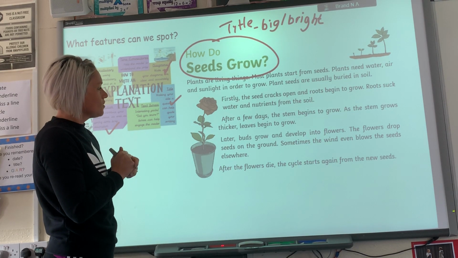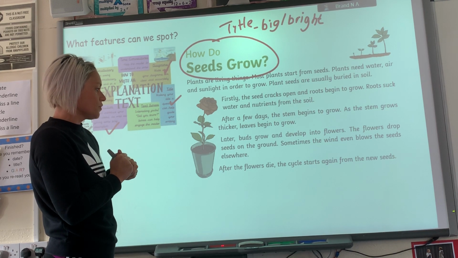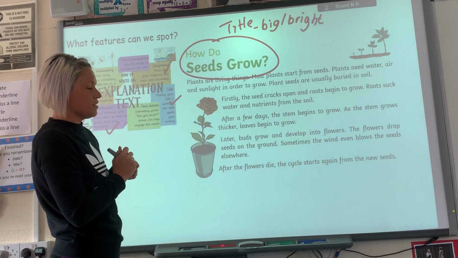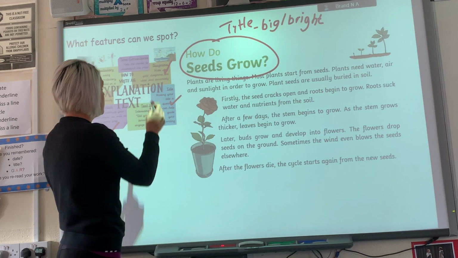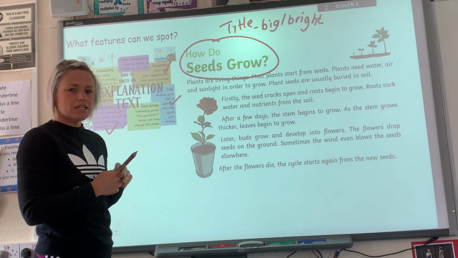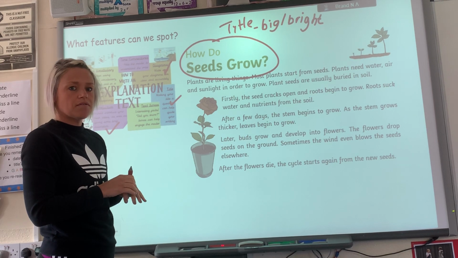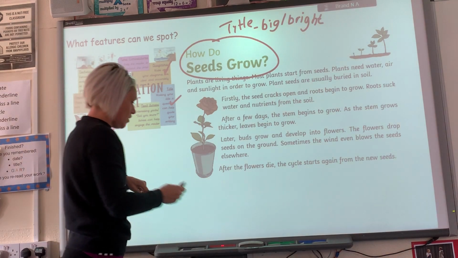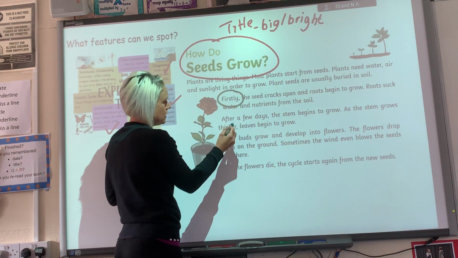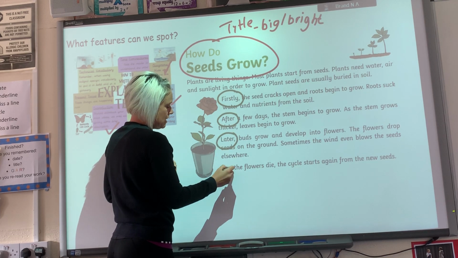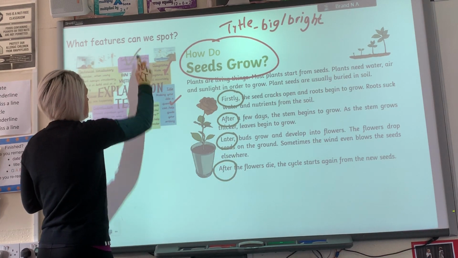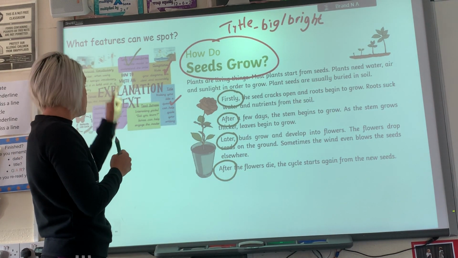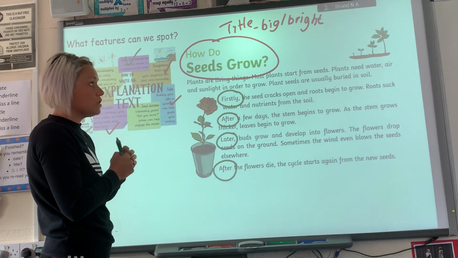And are there any technical words in there that we can spot? Nothing overly technical in there, is there? So this one wouldn't necessarily need a glossary. Are there any time connectives? Can you spot any time connectives? Say a couple to yourself if you can. Hopefully you will have spotted we've got firstly, then, after, later, and then after again. So we have got time connectives. Even though there's not loads and loads of writing there, it ticks most of the boxes for our features.